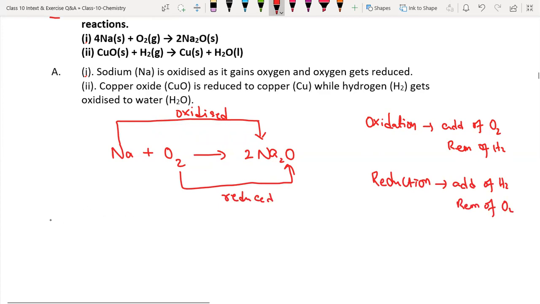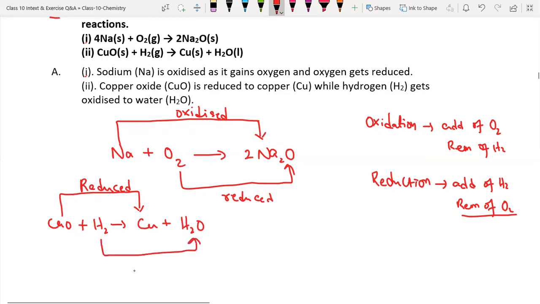Same like that, you see the second example, CuO plus H2 gives Cu plus H2O. How to write that one? On the reactant side you have CuO, on the product side you have Cu. From CuO, oxygen is removed and it is becoming Cu. Removal of oxygen is nothing but reduction. So copper is getting reduced. Now hydrogen, if you observe, you have only hydrogen on the reactant side. On the product side, H2 got oxygen. So hydrogen is getting oxidized. So like that you have to write answers for all these in-text questions.